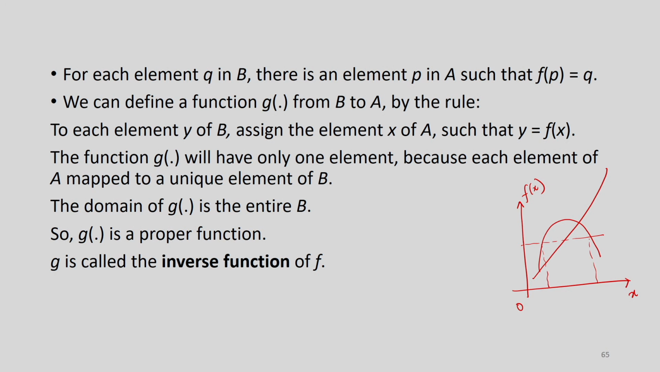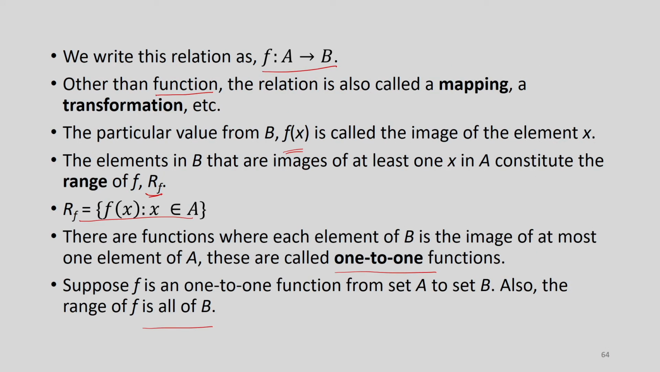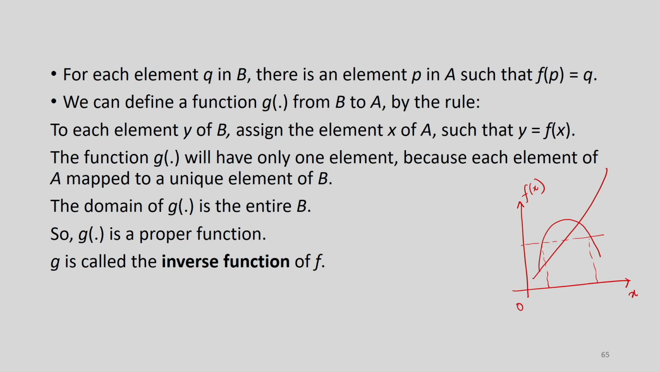The function g will have only one element because each element of A is mapped to a unique element of B. The domain of g is the entire B, because we have seen in the previous slide that the range of f is all of B. So, the entire set B is covered in the range, and therefore it can serve as the domain. Therefore, g is a proper function and g is called the inverse function of f. So, we have defined what is an inverse of a function.